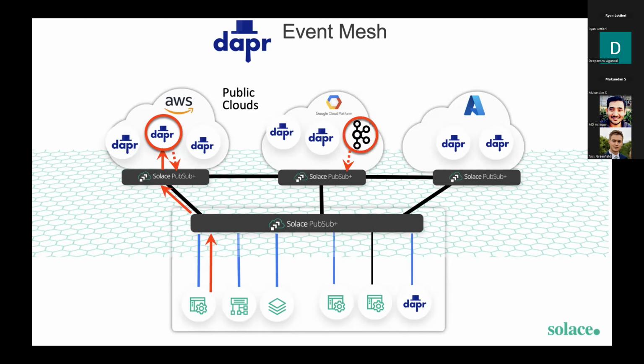So it works in every direction: north to south, east to west, and you could create a very complex or very seamless hybrid cloud deployment for your use case. Okay.